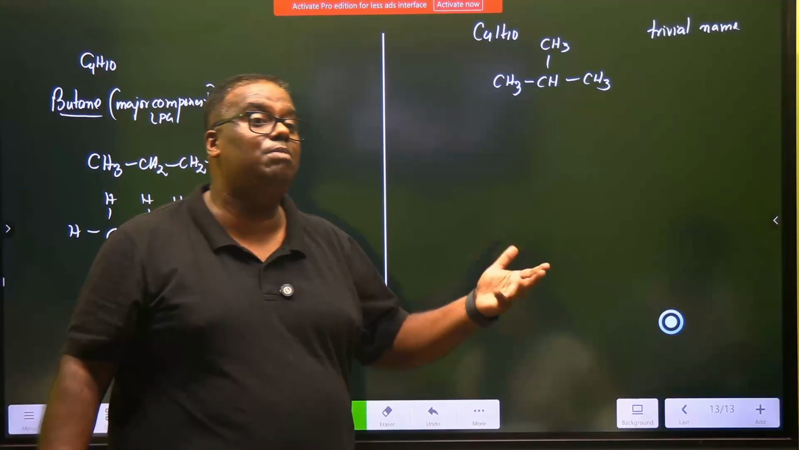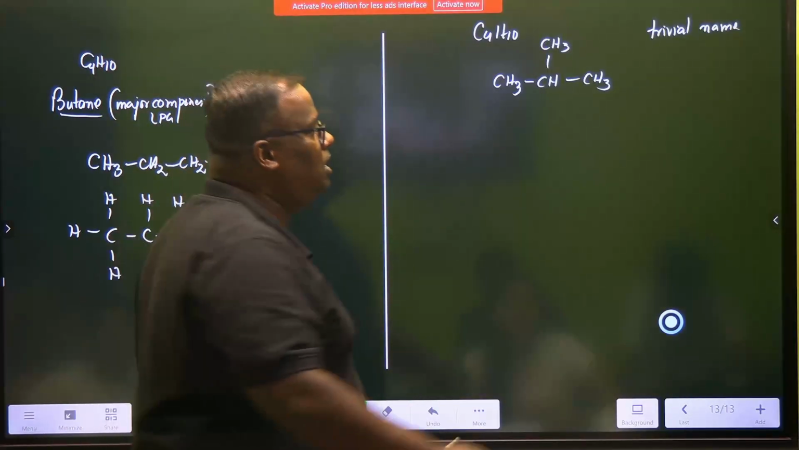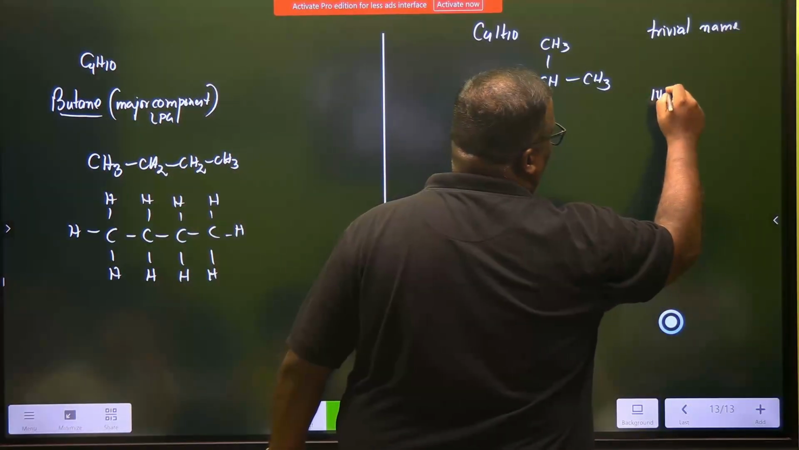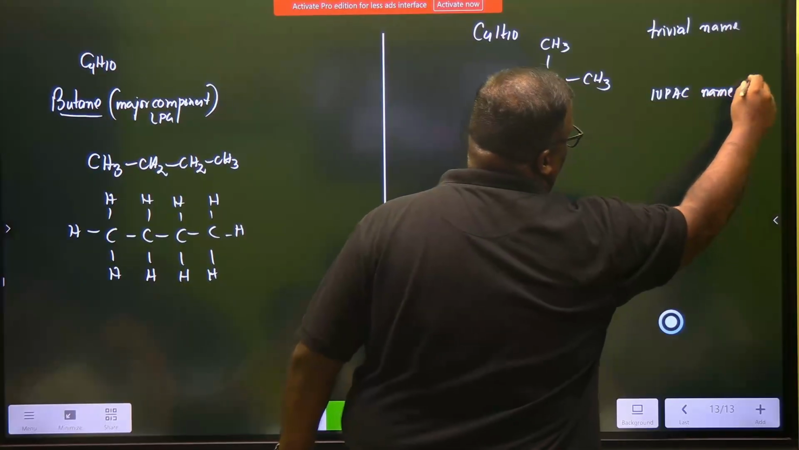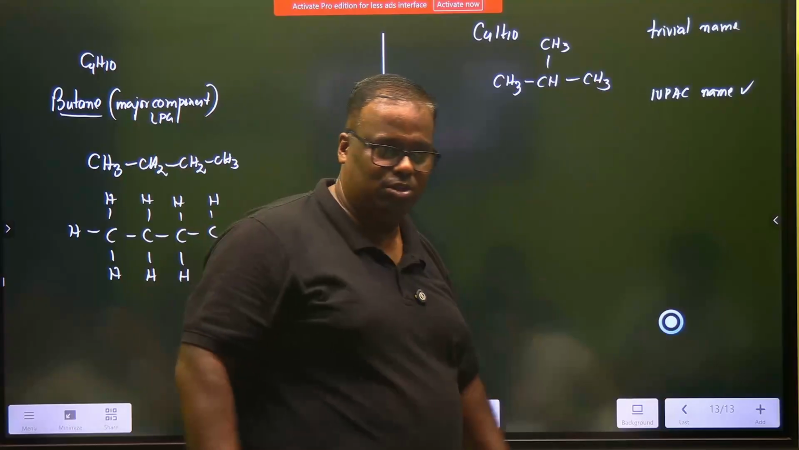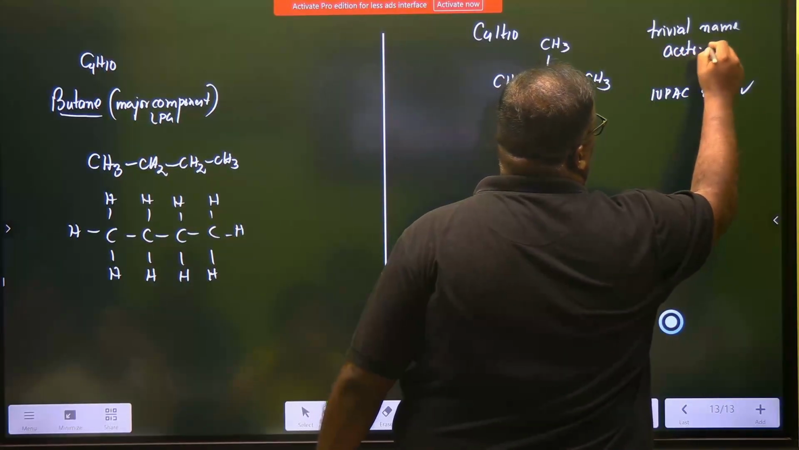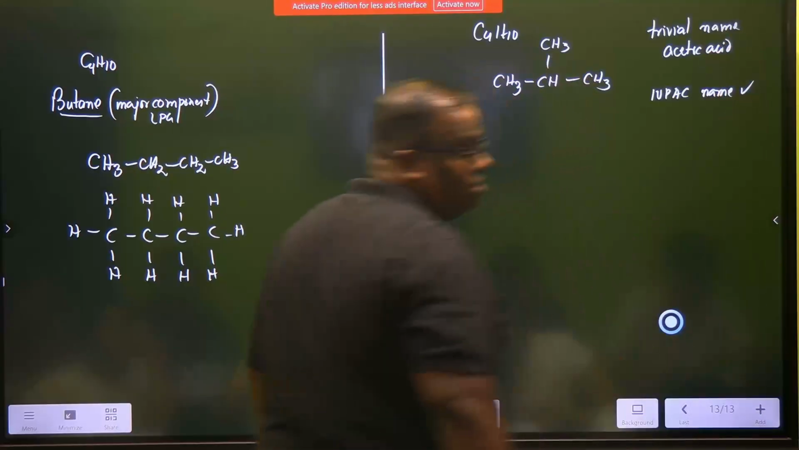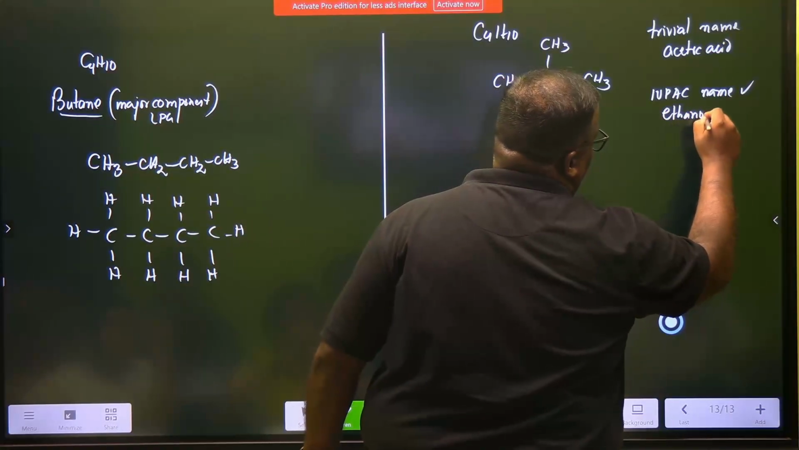How do you name a compound here in chemistry? We'll learn that. So in organic chemistry, you've got two names. One is called IUPAC name and one is called trivial name. You are supposed to follow the IUPAC name, but if you have love for this subject, you should know the trivial name also. For example, vinegar has a component which we know as acetic acid. Now acetic acid is a trivial name. The actual name of the acid is ethanoic acid.